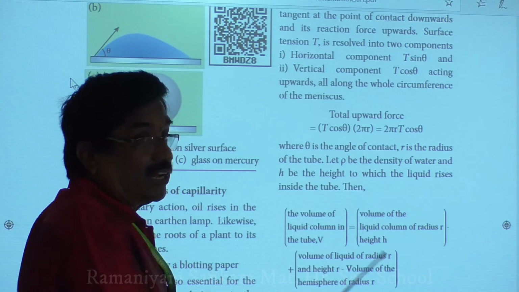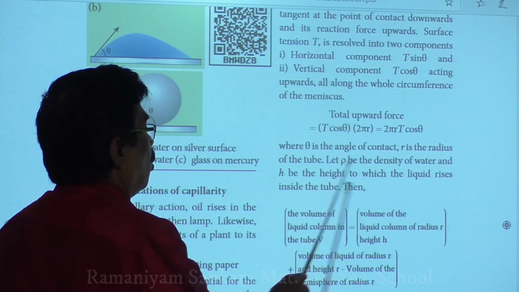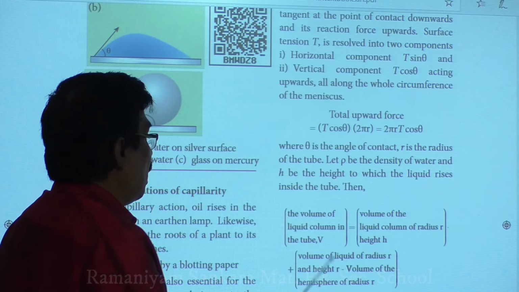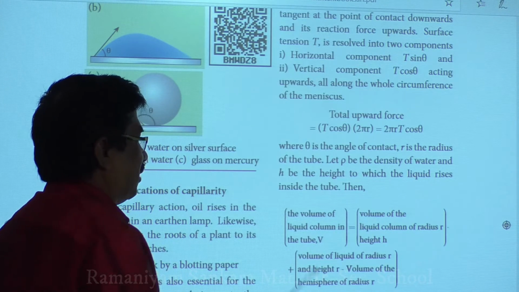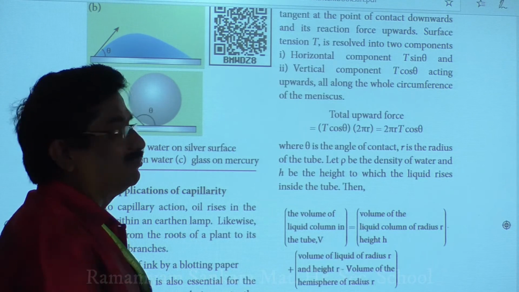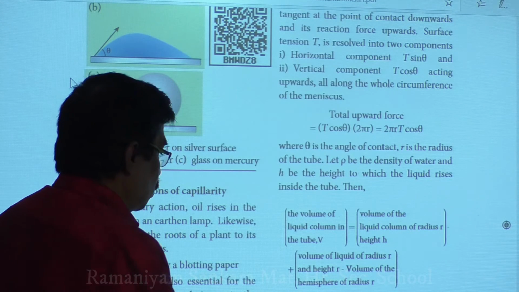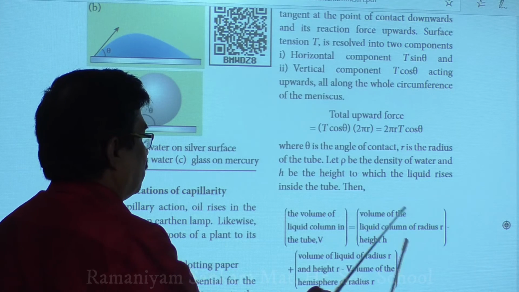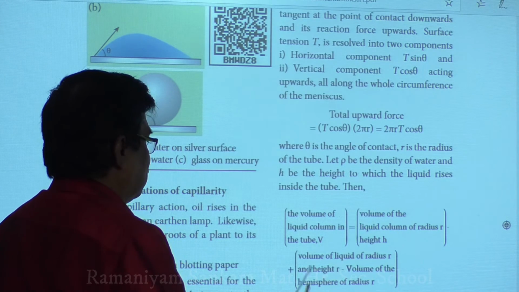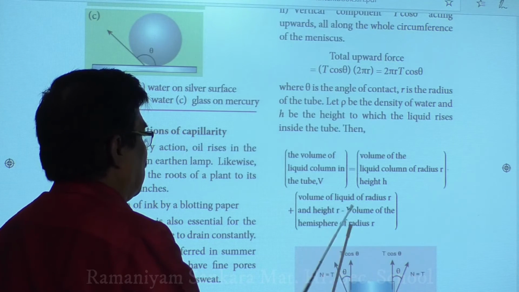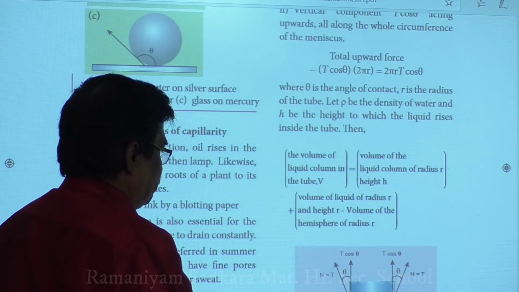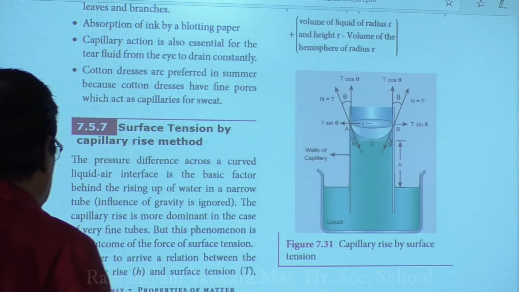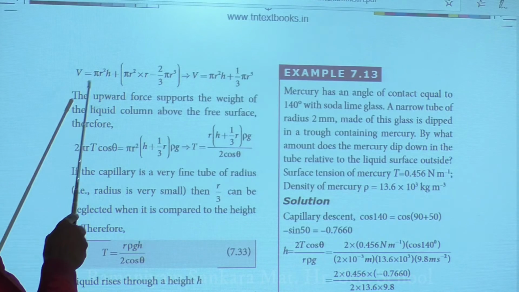Here theta is the angle of contact, r is the radius of the tube, rho is the density of water, and h is the height to which the liquid rises inside the tube. Then you have to memorize this mathematics. Volume of the liquid risen: how much volume has the liquid risen? Total volume minus this curvature. So the volume of the liquid in the tube V is the volume of liquid of radius r and height h, then subtract the volume of the hemisphere here. This minus this.